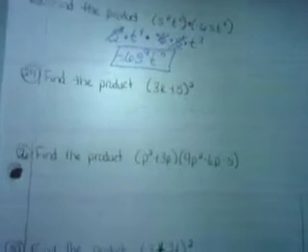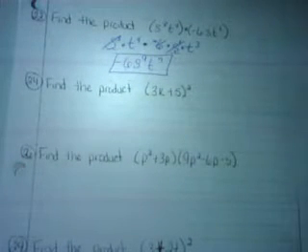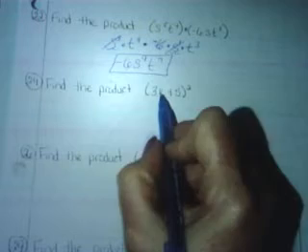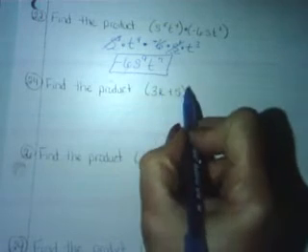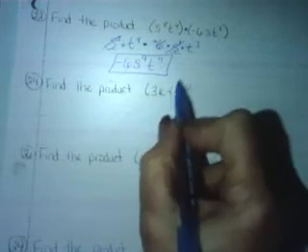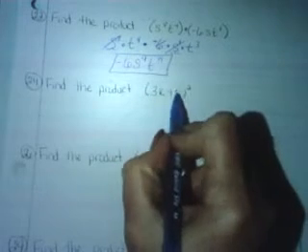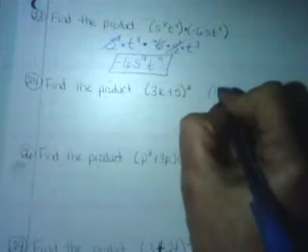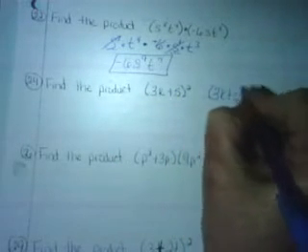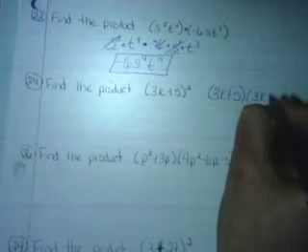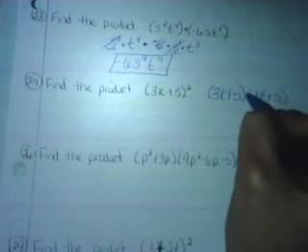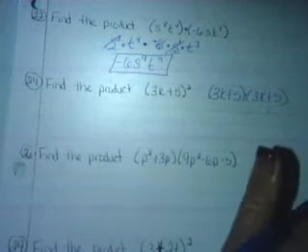Find the product. Okay, product means I'm multiplying, so what exactly do I have to multiply? Well, here I have 3k plus 5 squared. I'm not going to distribute this exponent because this is not a product, this is a sum. Therefore, I have to break this out to be 3k plus 5 times 3k plus 5. It's still multiplication, so we need to distribute.